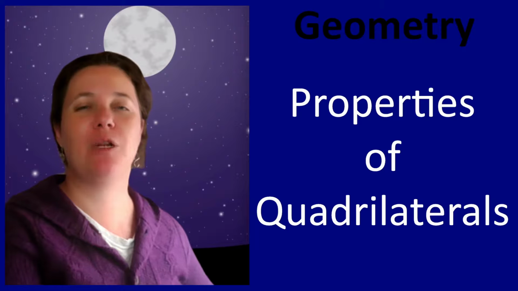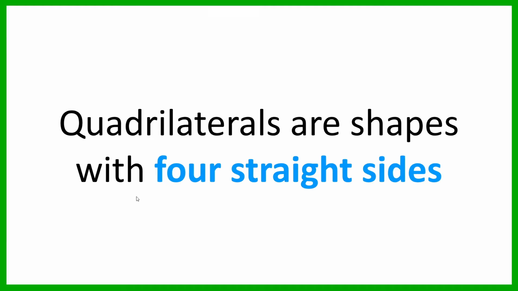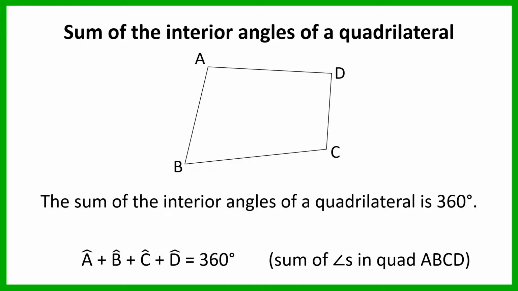Hi, today we're going to be learning about the properties of quadrilaterals. Quadrilaterals are shapes with four straight sides. The sum of the interior angles of a quadrilateral will always be 360 degrees.